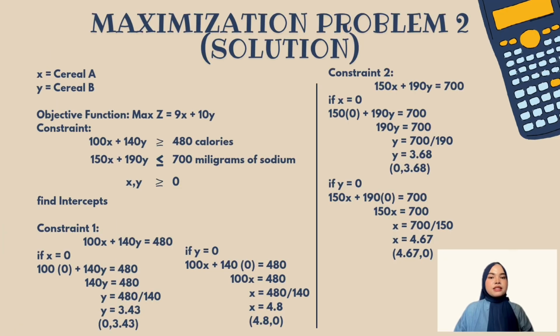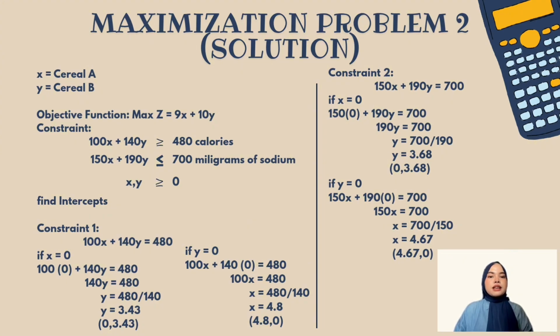The first step is we need to define the variables. So, X will represent amount of cereal A in ounce and Y will represent the amount of cereal B in ounce. The second step is we need to determine the objective function, which it already mentioned in the statement that Mr. Carter wants to maximize protein. So the objective function will be maximize Z equal to 9x plus 10y.